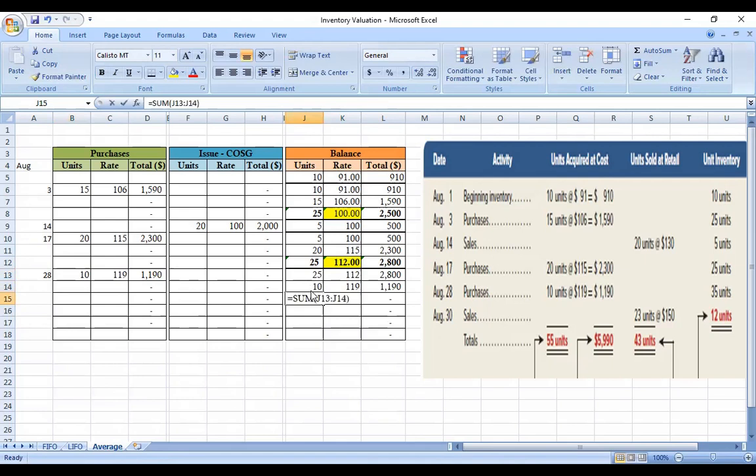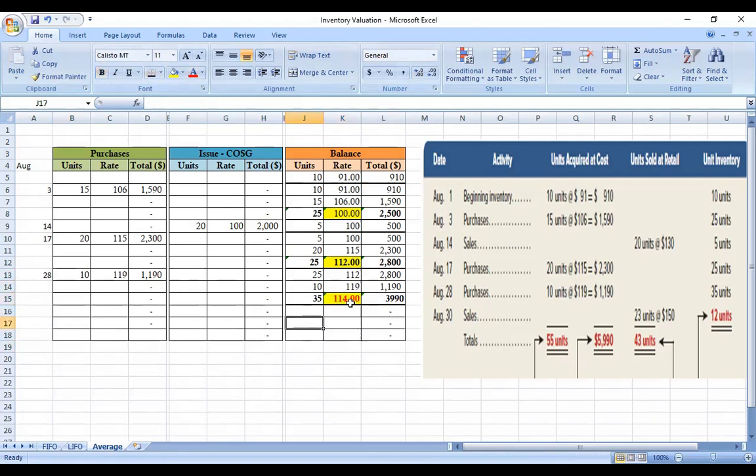Again we will make the total of this, and the weighted average rate is equal to this divided by this. This is our new weighted average rate. Since there is no decimal, we can take it up to 2 decimal points in questions. Okay. Now this is our final weighted average rate. Now the subsequent sale would be made on this weighted average rate.